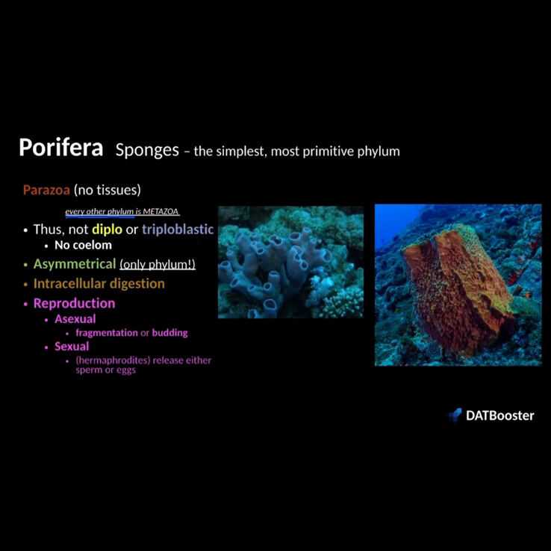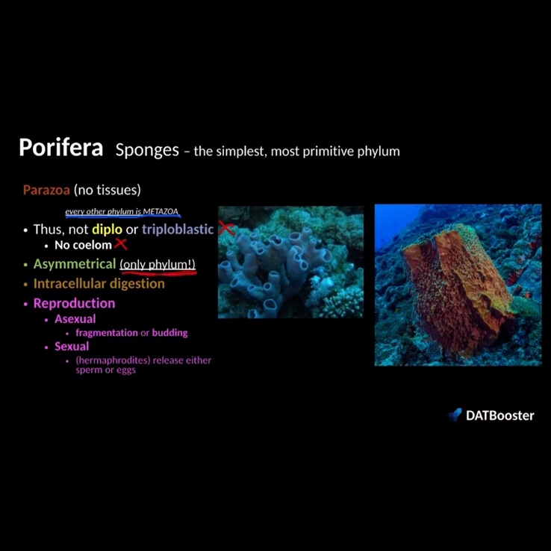Because they don't have tissues, we don't need to worry about if they're diploblastic or triploblastic. And because they're not triploblastic, we don't need to worry about the coelom. So there's no coelom here. They're also asymmetrical, and remember, they're the only phylum that we have out of the 10 that are asymmetrical.